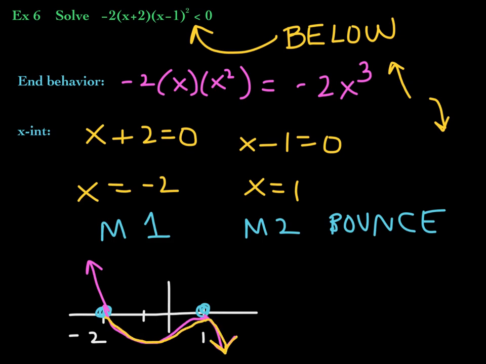Now, we have to be very careful here because this strict inequality says do not include the x-intercepts. So we cannot include negative 2 and we cannot include positive 1. So our final answer will be from negative 2 to positive 1. Put a parenthesis on 1 so that we can exclude it. We cannot include it. And then say union, pick right back up at 1, and then go to positive infinity. So it's basically this piece, union, this piece.